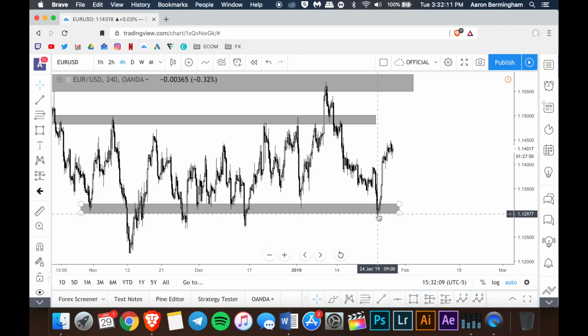Other than that, I think I covered support and resistance pretty well for what it is. It's a pretty simple concept. Next video I'm going to go over how to read candlesticks more properly. It's more so a personal preference type thing. I'm not so much about patterns as I am about reading what the candlestick is saying.